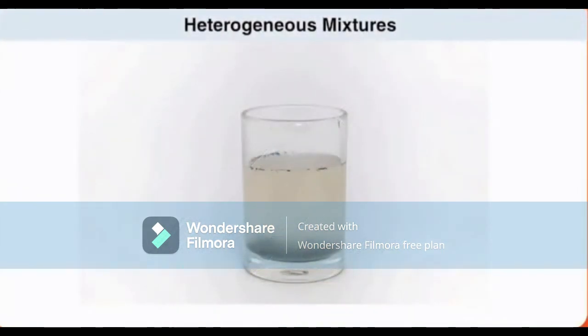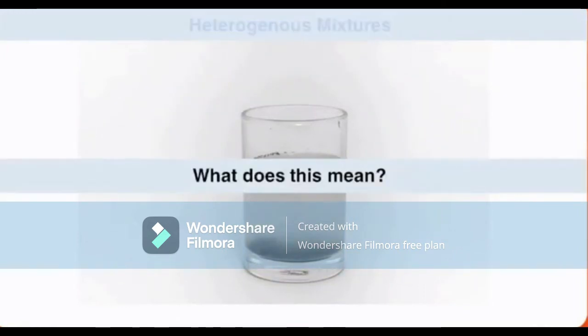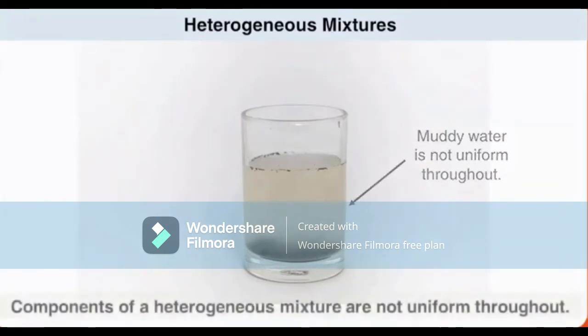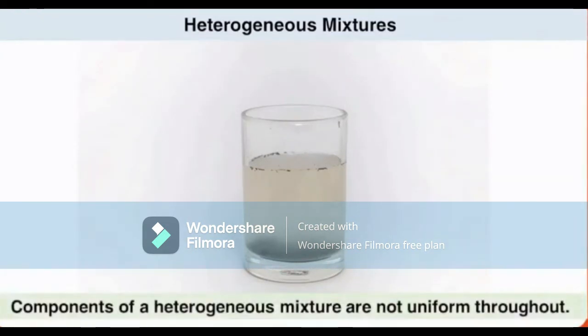Mixtures in which components are not uniform are known as heterogeneous mixtures. It means that if you dip a spoon in the muddy water, sometimes you will get mud and sometimes you will get water. The mud particles settle at the bottom and can be seen clearly. Hence, we can say that the components of a heterogeneous mixture are not uniform throughout.